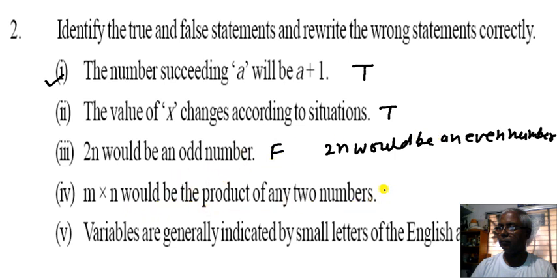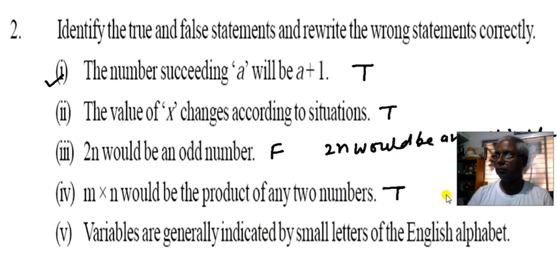You can write this one is false. m into n would be the product of any two numbers. It is correct, so you can write true. Variables are generally indicated by small letters of the English alphabet. So it is true. So your exercise is finished.